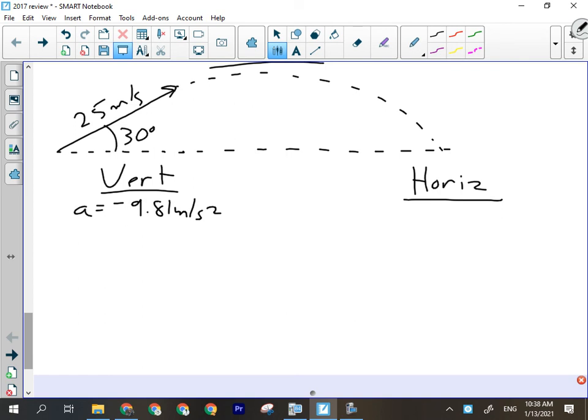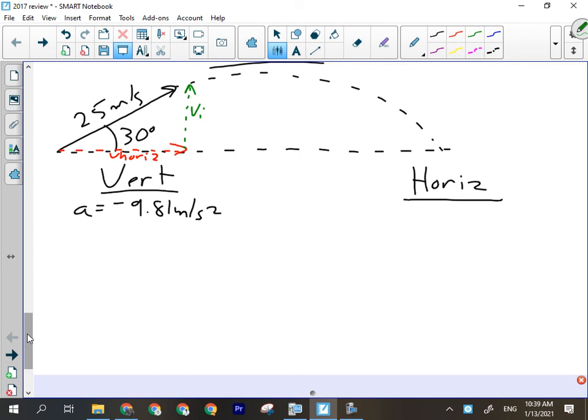That's the only thing I know right now. The rest of it I have to calculate. Since this thing is shot at an angle, it has a horizontal component and a vertical component. When it's first shot, it's moving up and out. So I can calculate those two numbers because I've got the hypotenuse and the angle.